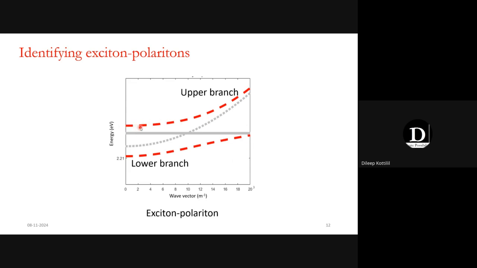As you can see here, the upper branch is the red dotted line above the exciton line, and this is called the lower branch, which is below the exciton line. So if there is an exciton polariton in your system, you see a splitting of the energy band at the resonance. At resonance, there is no crossing. We have an anti-crossing, meaning the crossing is avoided because of the strong coupling.